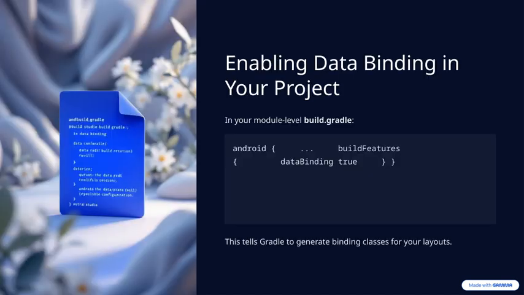Let's take a look at how to enable data binding in your project. In your module-level build.gradle file, you'll find the android block, and inside that, the buildFeatures section. Here, you need to set dataBinding to true. This simple line of code is actually a critical step because it tells Gradle to generate the binding classes for your layouts. These binding classes are what allow you to connect your UI components directly to your data sources, making your code cleaner and more maintainable.